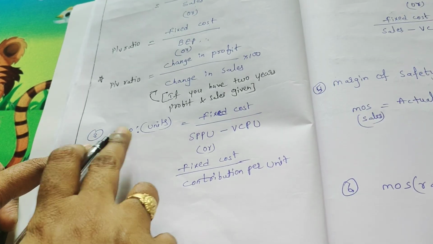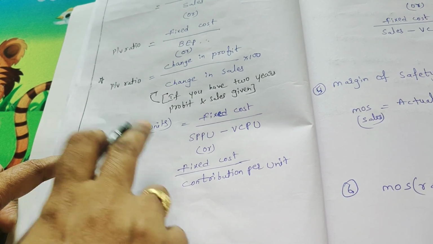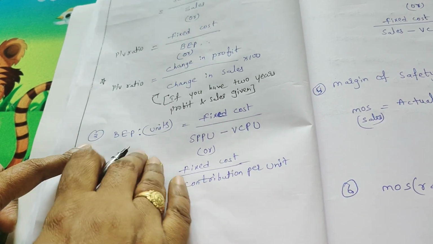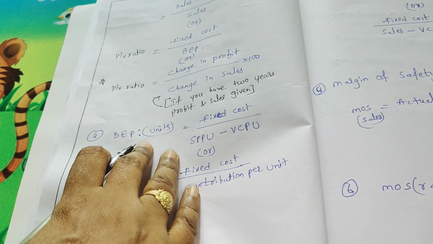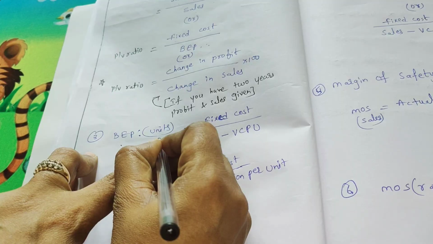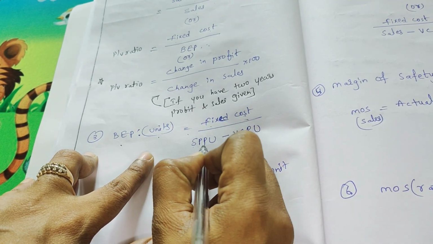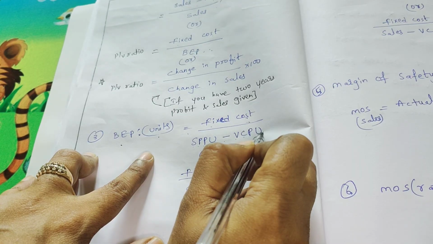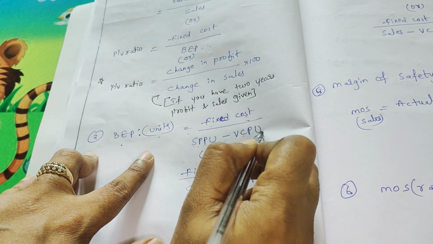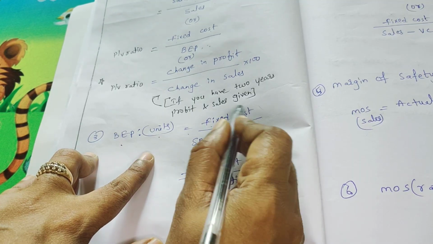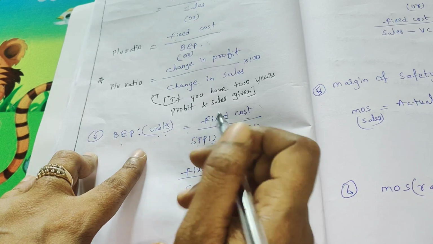Third formula is BEP, break even point. What is break even point? No profit, no loss point. If you cross that point, you will get profits. So that point you need to find out. So how to calculate it here? BEP in units is equal to fixed cost divided by selling price per unit minus variable cost per unit. SPPU means selling price per unit. VCPU, variable cost per unit. If you apply this formula, you will get the number of units at break even.